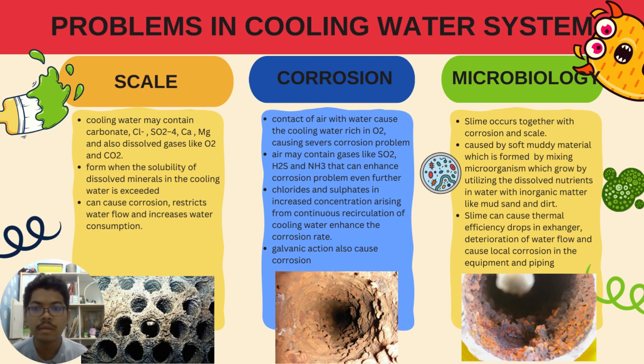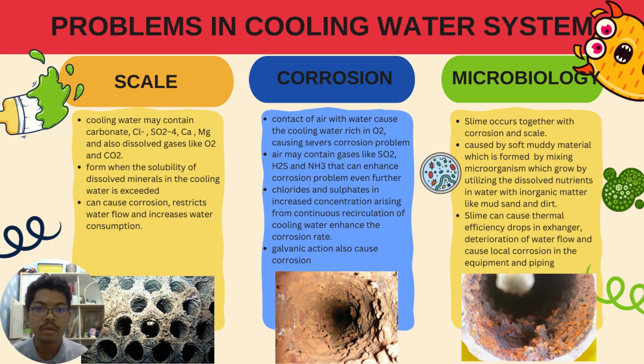In terms of scale, in a cooling water system, it may contain carbonate, chloride, sulfate, calcium, magnesium and also dissolved gases like oxygen and carbon dioxide. This can also be called scale deposit. This deposit forms when the solubility of dissolved minerals in the cooling water is exceeded. This is problematic as it can cause corrosion, restrict water flow and increase water consumption.